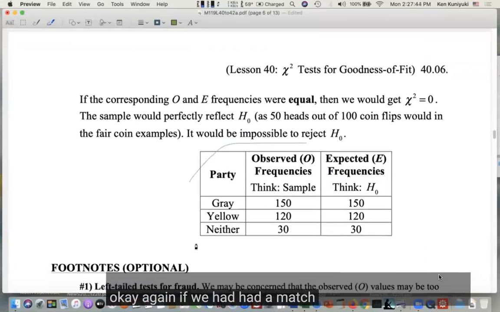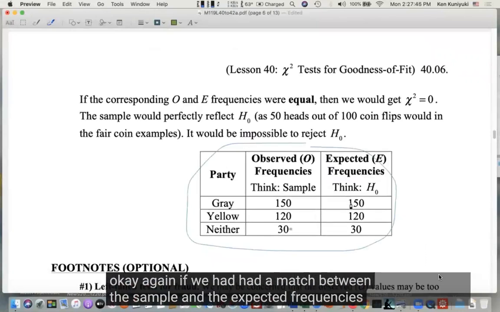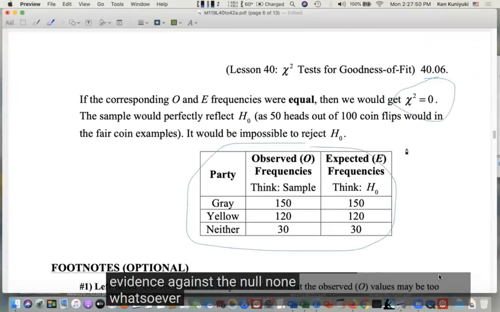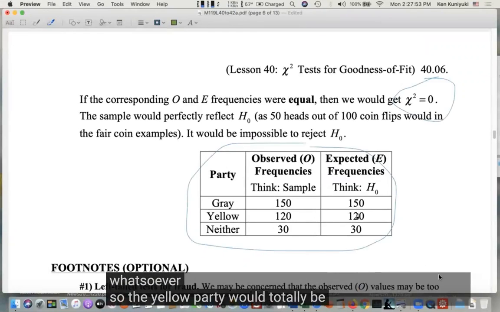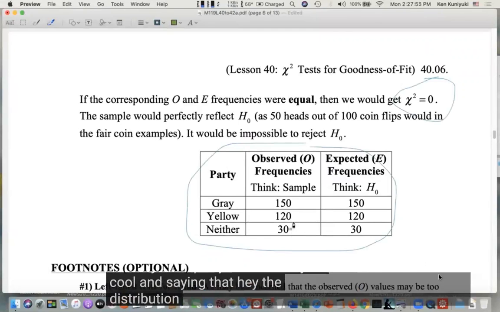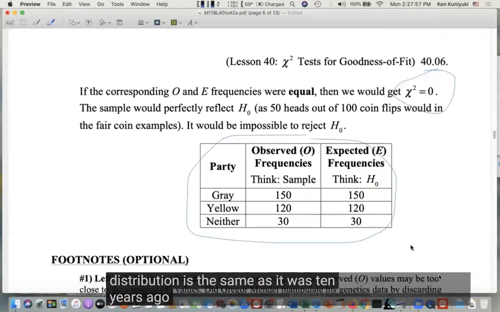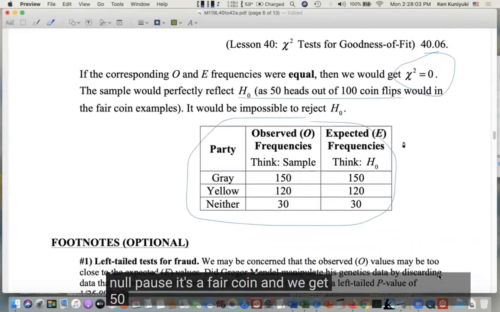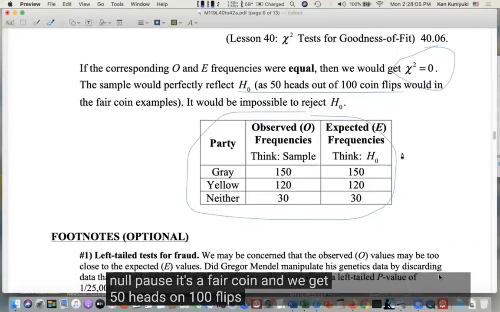Again, if we had had a match between the sample and the expected frequencies, our chi-square would have been 0, no evidence against the null, none whatsoever. So the yellow party would totally be cool in saying that, hey, the distribution is the same as it was 10 years ago. Kind of like if the null posits a fair coin and we get 50 heads on 100 flips.